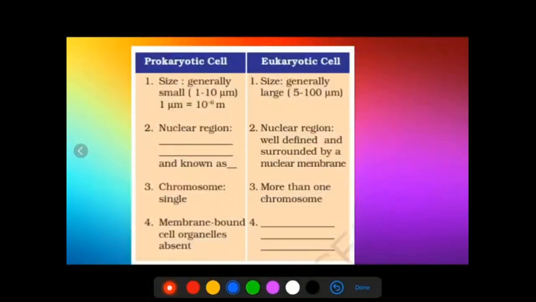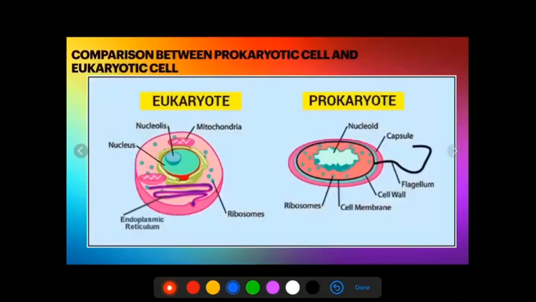Let us compare these two cells. You compare these cells, and this is a little work for you: differentiate a prokaryotic cell and a eukaryotic cell, and find out the differences in size, their nuclear region, the chromosome, and membrane-bound organelles.